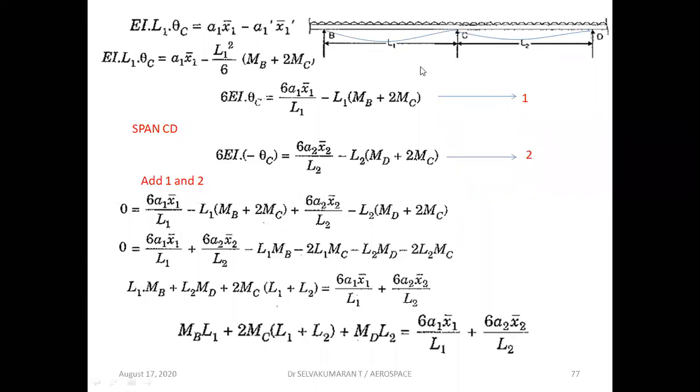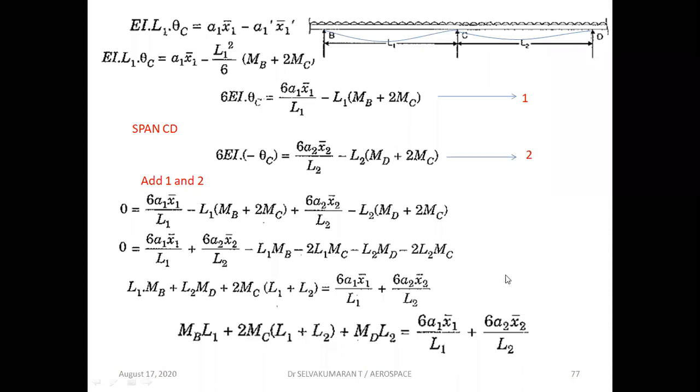Suppose span BC is made up of one material and CD of a different material. Let E1 be the Young's modulus for span BC and E2 be the Young's modulus for span CD. Then MB into L1 by E1 I1 plus 2MC into L1 by E1 I1 plus L2 by E2 I2 plus MD into L2 by E2 I2 is equal to 6 A1 x1 bar by L1 E1 I1 plus 6 A2 x2 bar divided by L2 E2 I2. In our case, we assume that EI is constant, so it cancels out. The final expression is MB L1 plus 2MC into L1 plus L2 plus MD into L2 is equal to 6 A1 x1 bar by L1 plus 6 A2 x2 bar divided by L2.